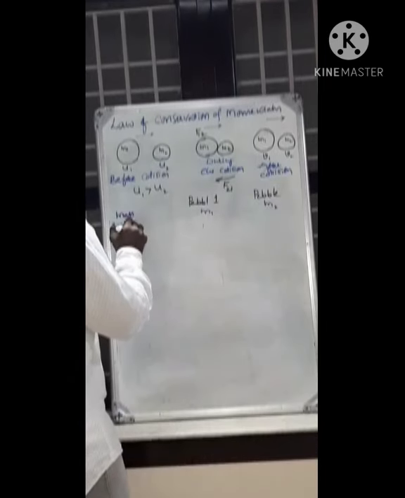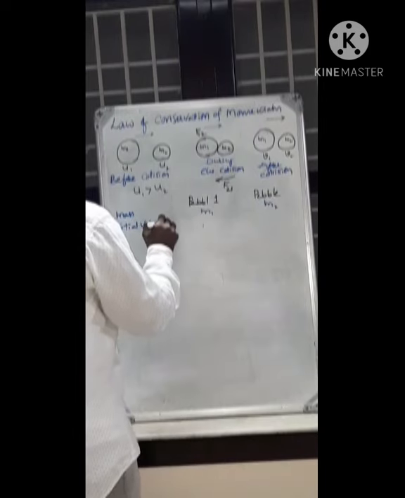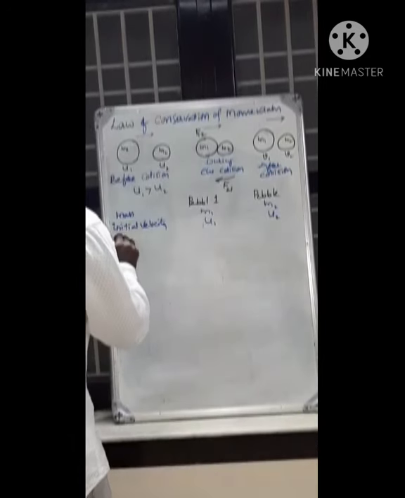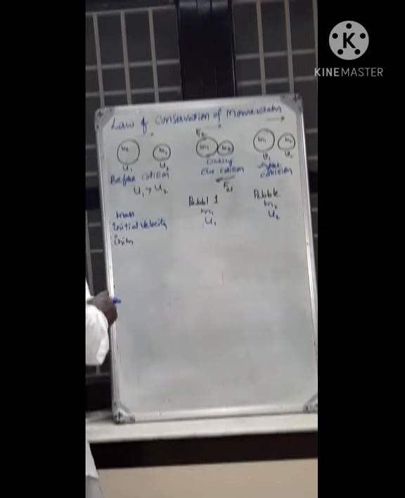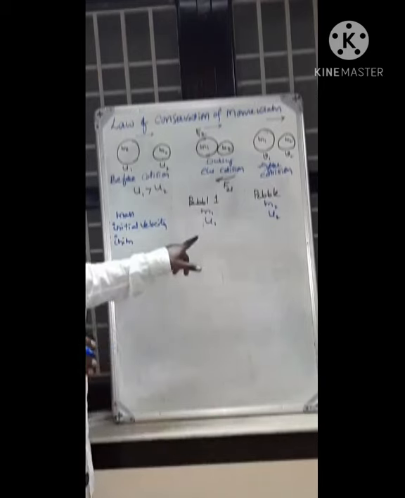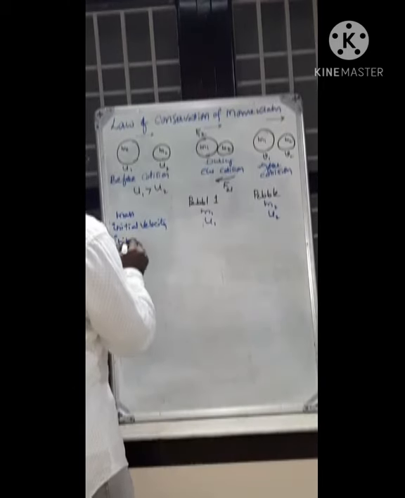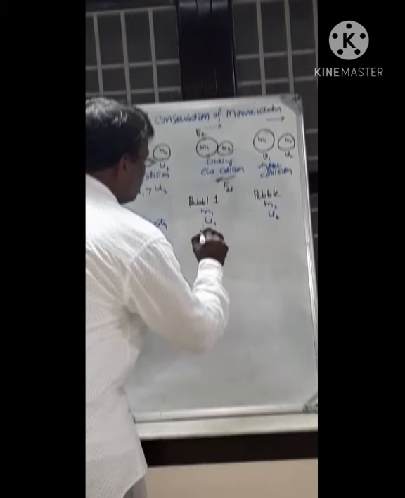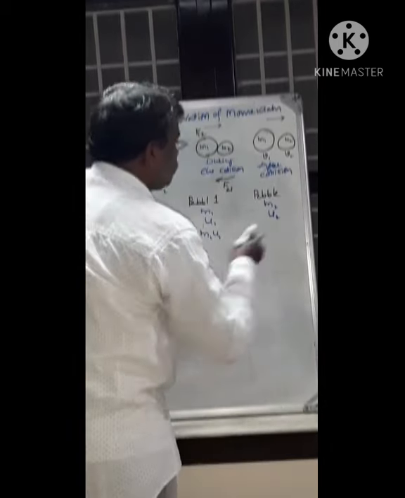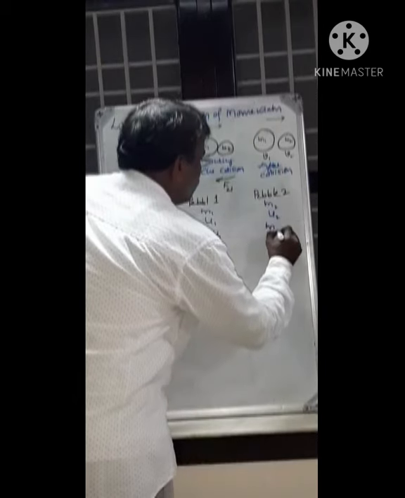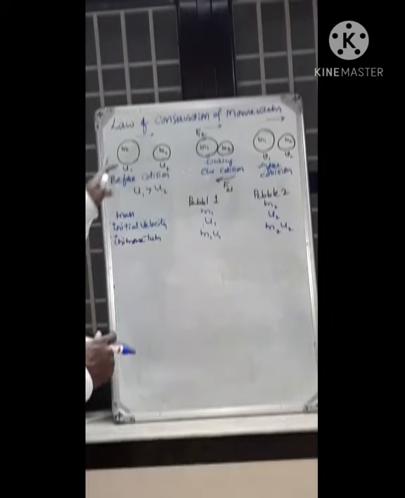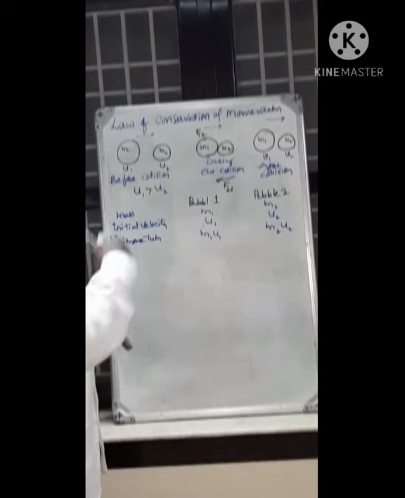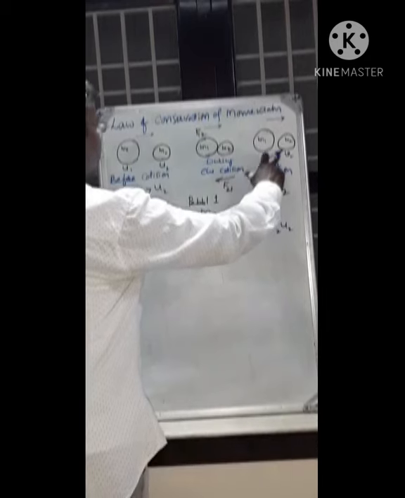Initial velocity of pebble 1 is u1 and pebble 2 is u2. Then initial momentum, the momentum is defined as the product of mass and velocity. Initial momentum is m1 u1 for pebble 1, and for pebble 2 this is m2 u2. So this is the situation before the collision. After the collision, they gained the velocities v1 and v2 respectively.